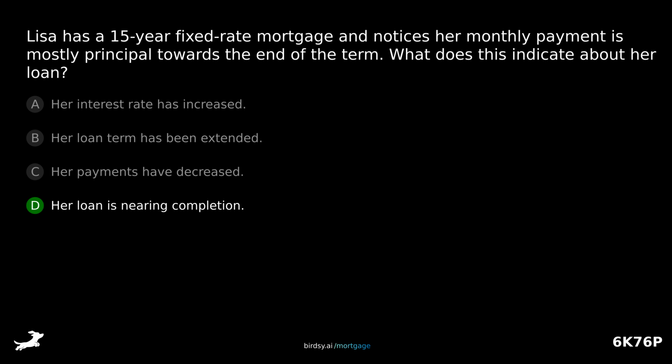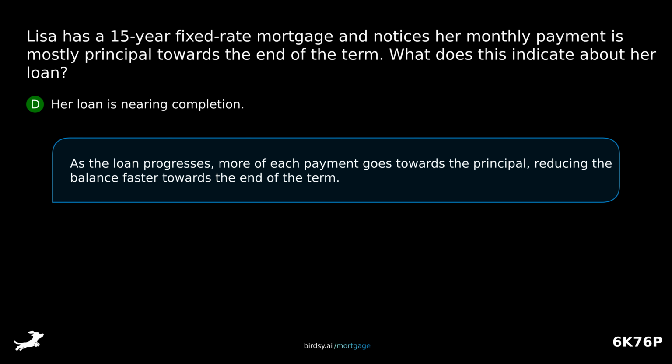The answer is D, her loan is nearing completion. As the loan progresses, more of each payment goes towards the principal, reducing the balance faster towards the end of the term.